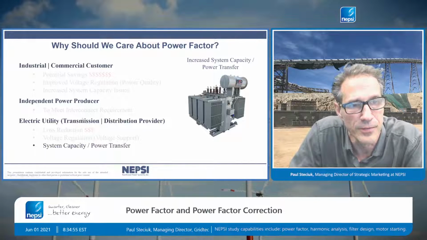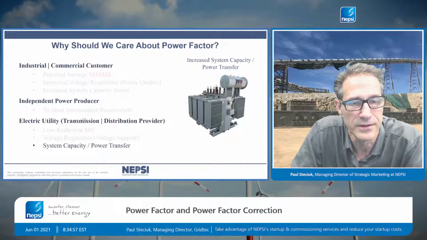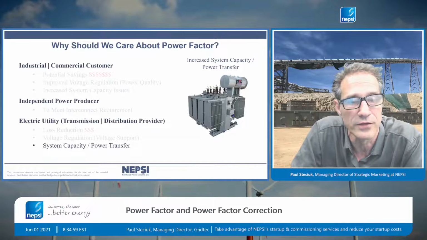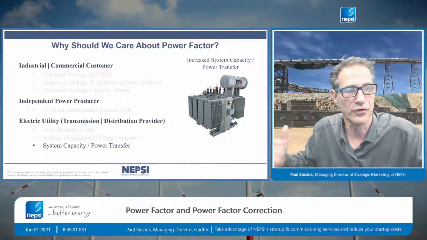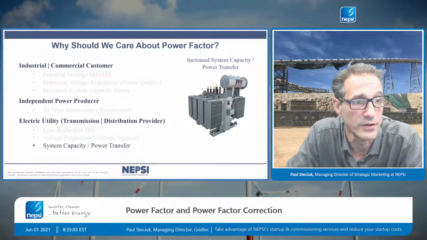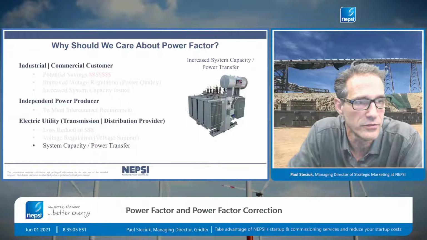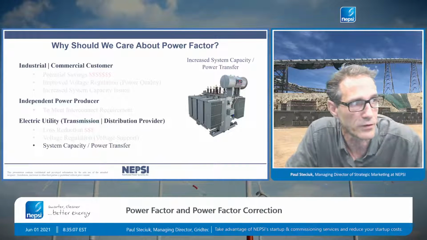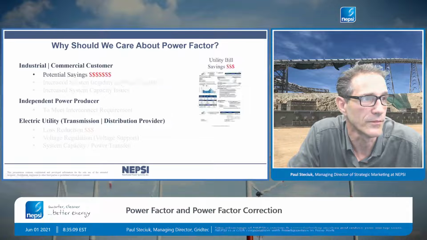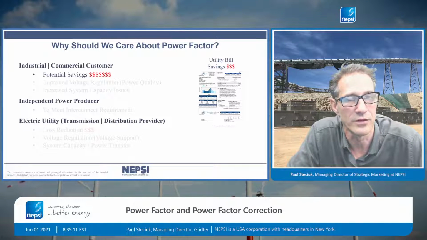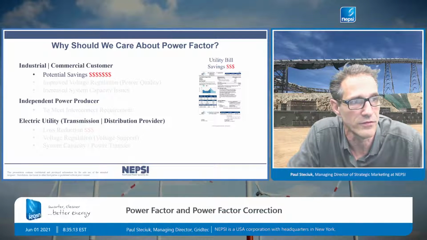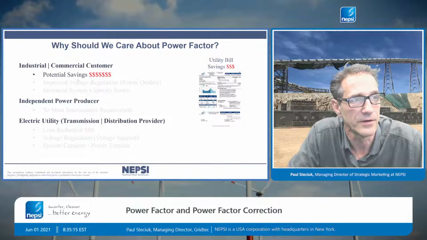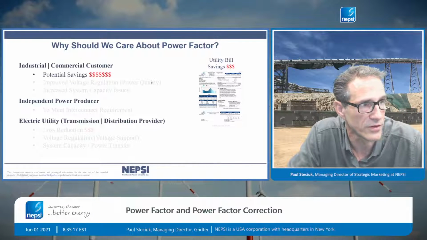And then system capacity, same thing. The utility does not want to install larger and larger transformers because of poor power factor. And it is the reason why many utilities will charge a penalty, as we noted up here. They charge a penalty because they want their industrial customers to behave in the correct way. And this is a way to push them into behaving in that way.